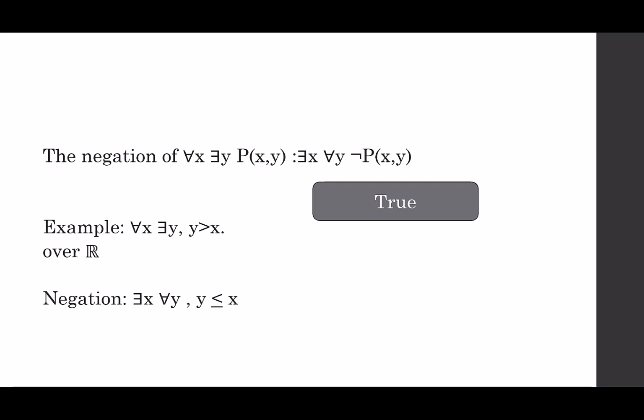Our negation is there exists x, for every y, where y is less than or equal to x. This negation says there is a specific value of x that is greater than or equal to y for all y values in the reals. We know that's false. Because there is no biggest number in the real numbers, we can't find a value of x that satisfies this condition.